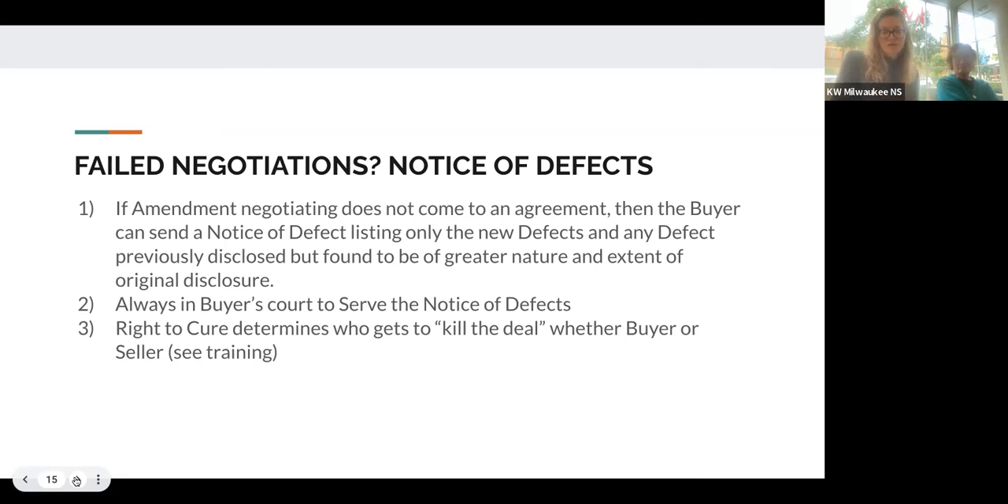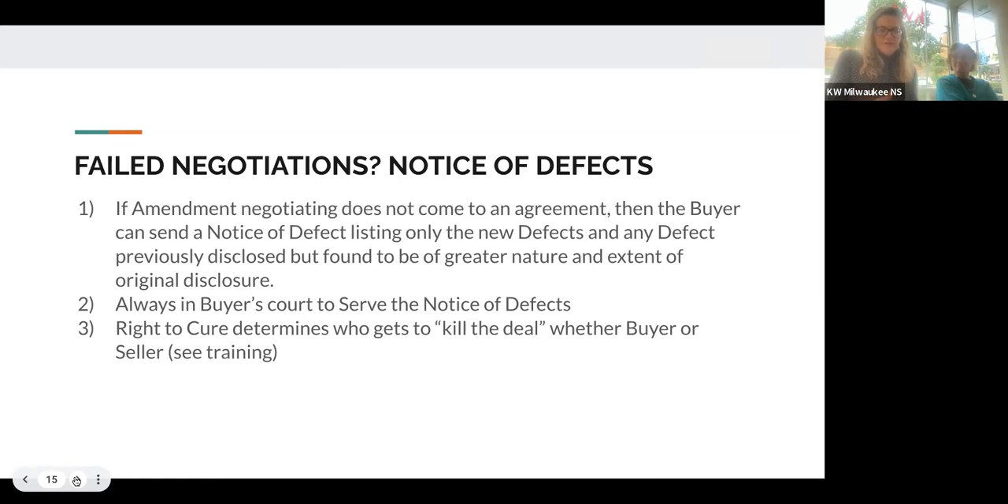Now it's the right to cure to determine who kills the deal now that this notice of defect has been delivered. So the buyer then will send a notice of defects listing only the defects that they, and only, well, here, this is where we get gray. So they're listing only the new defects that they have discovered via the inspection, and any defect previously disclosed but found to be of greater nature and extent than the original disclosure. So this is where we get into the nature and extent portion of that provision.